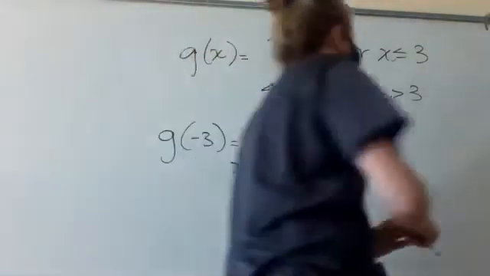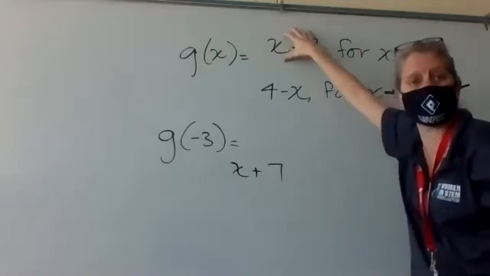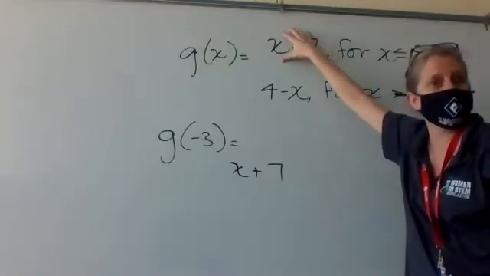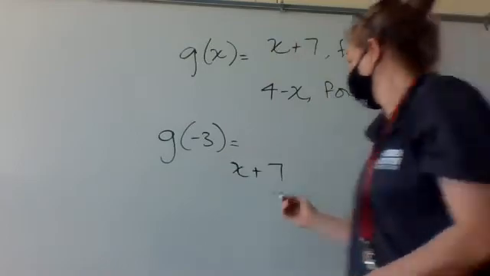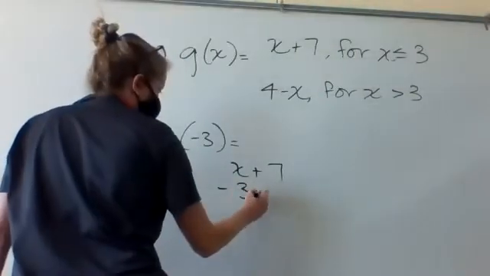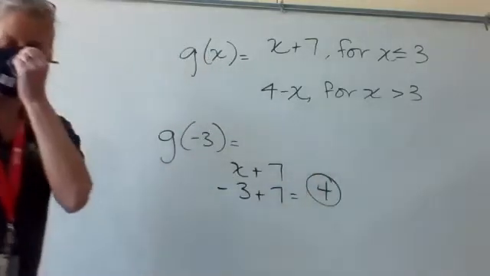So it wants me to actually replace the x in that piece with that -3. You're going to find what piece it goes into. Since -3 is less than 3, it goes into this piece, and this piece is x plus 7. So replace the x in this piece with that -3. When I do that, I'll have -3 plus 7, which gives me 4.